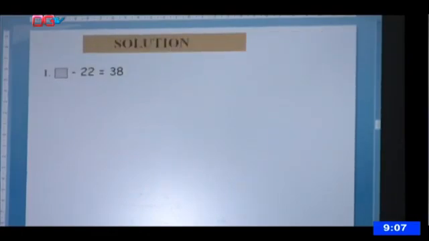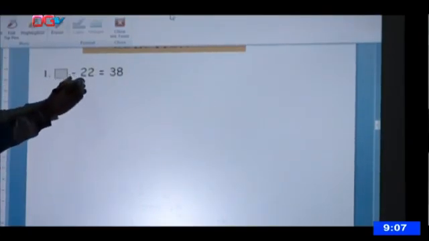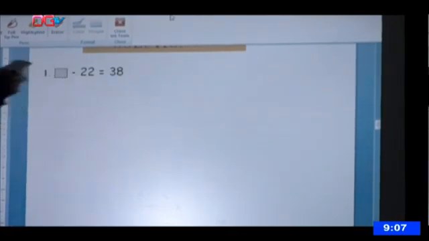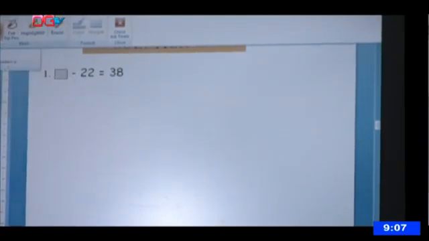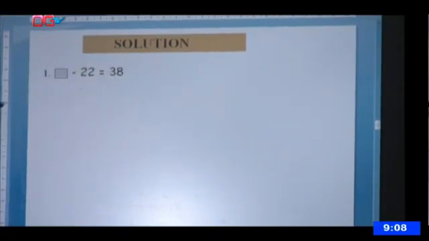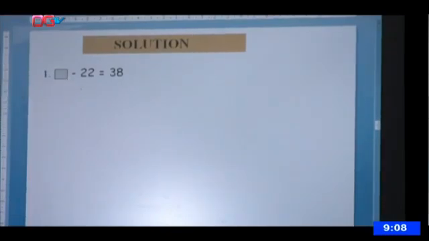Okay, let's try to solve this. We have box minus 22 equals 38. The first step is to look for the additive inverse of minus 22. Why minus 22? Why not 38? The reason is that we are not having a problem with 38, but we are having a problem with this side. That is why we are going to look for the additive inverse of minus 22.